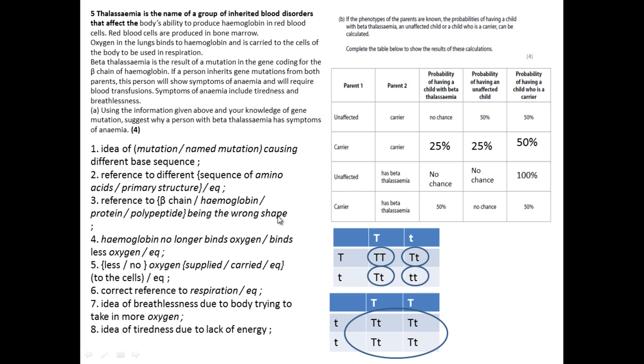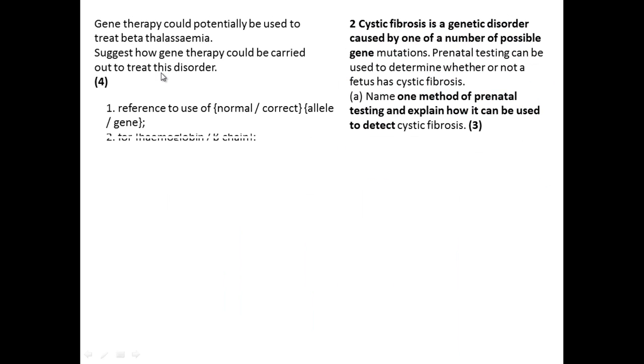Okay, so the final question today, gene therapy could potentially be used to treat beta thalassemia. Suggest how gene therapy could be carried out to treat this disorder. And so gene therapy involves the insertion of the healthy gene, and so that's possibly where we start. So the reference of the use of the normal or healthy gene for specifically the beta chain or for the haemoglobin, because it gives you it in the question. If we flick back, because it tells you about, there you go, it's beta thalassemia and the beta chain of the haemoglobin, you can use that in there.